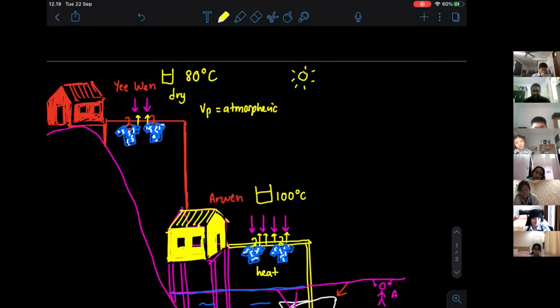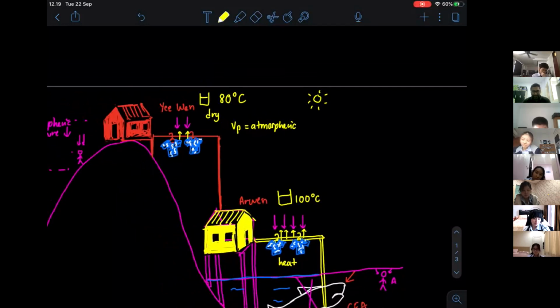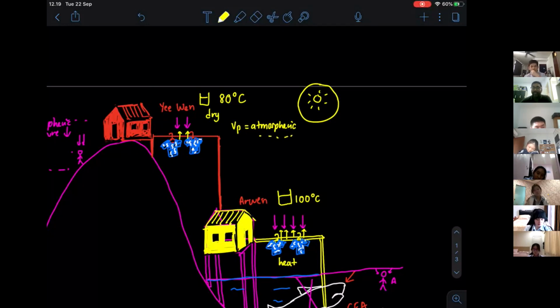So that's why, if Even is trying to dry the clothes, most likely they will dry much faster, assuming they are receiving the same amount of heat. R1 is receiving the same amount of heat, Even is receiving the same amount of heat, but Even's clothes will be able to dry faster, because they are able to reach the atmospheric pressure much earlier than R1.